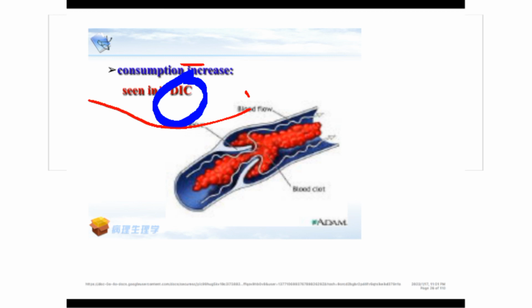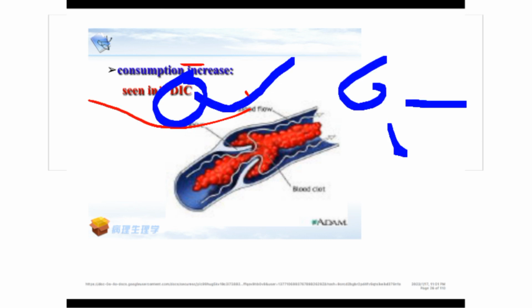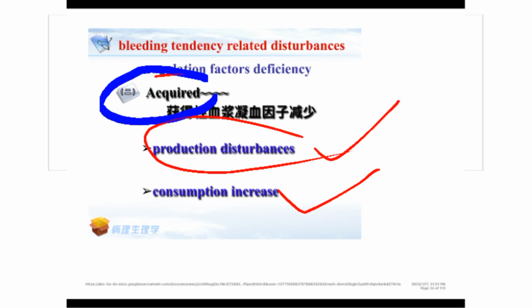Because as I have said, almost every day a person has some damaged blood vessels. Some small blood vessels get damaged due to the friction of the blood. So if you consume all the clotting factors, now what will repair the blood vessels? Nothing, right? So the person will be having bleeding. So this person with DIC will be having excessive clotting in his blood and he will be bleeding at the same time. So that is it.